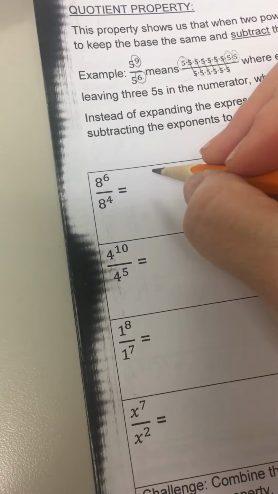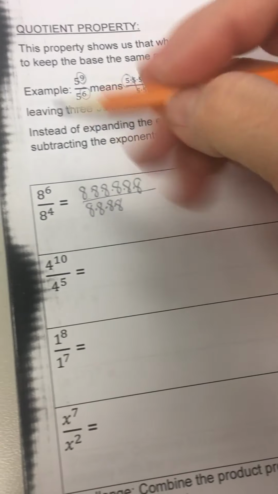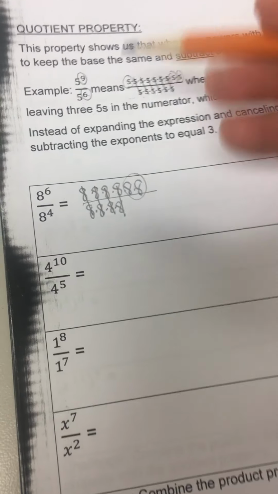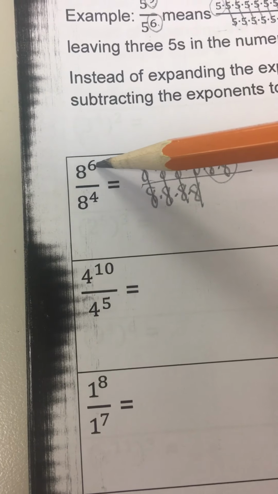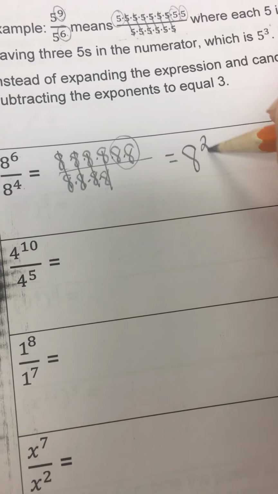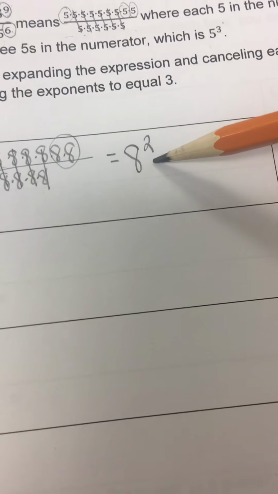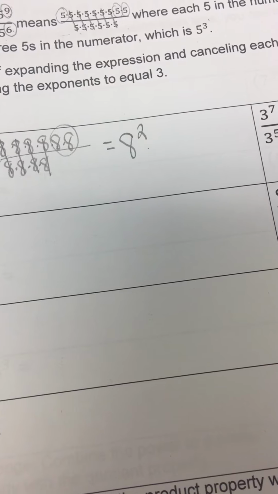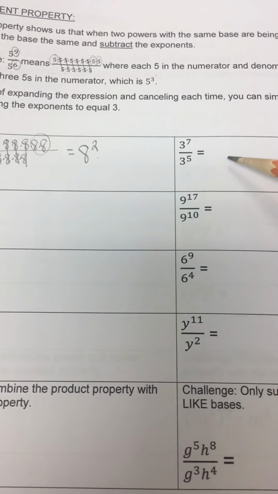1, 2, 3, 4, 5, 6. 8 to the 6th power. And in the denominator, 8 to the 4th power. And you can cancel what they have in common and see what's left over. But I can do my shortcut by noticing that 6 minus 4 would give me 8 to the 2nd power. And I'm done. I don't have to figure out what 8 to the 2nd power is. I can write that down if I want to, but I really don't have to. I'm finished.